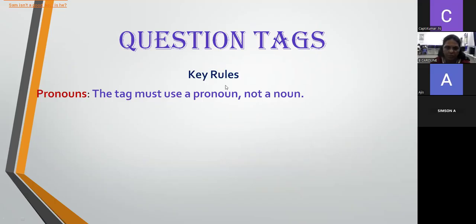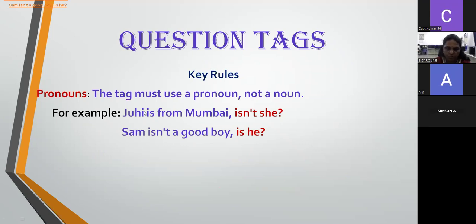Let's see the next key rule. Actually, I have already explained this to you. That is, the tag must use only a pronoun, not a noun. We saw the parts of the question tag, isn't it? So here also you can see the example. Juhi is from Mumbai. Here, Juhi is the noun. We are talking about Juhi, but you see the tag contains only the pronoun for Juhi. It's a girl, so we are using she. Juhi is from Mumbai, isn't she?